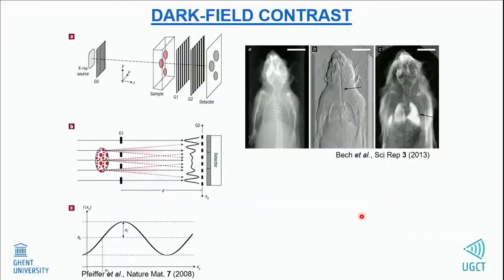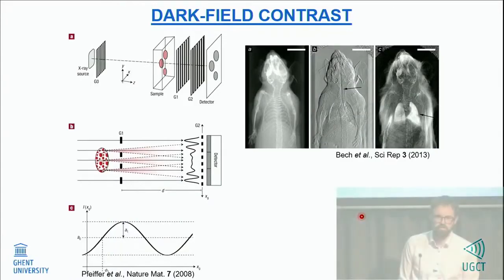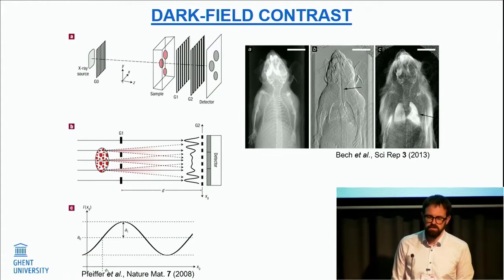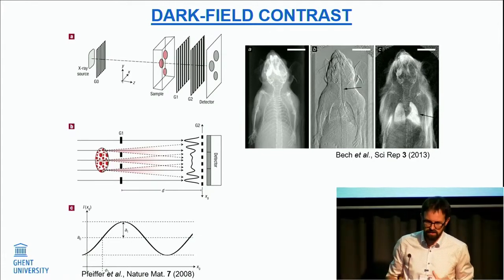But of course, after all, you're still limited in resolution based on the discretization of your object, so the few thousand pixels in your detector. That's why you want to go to something that looks at subvoxel level. And that is a dark field contrast.